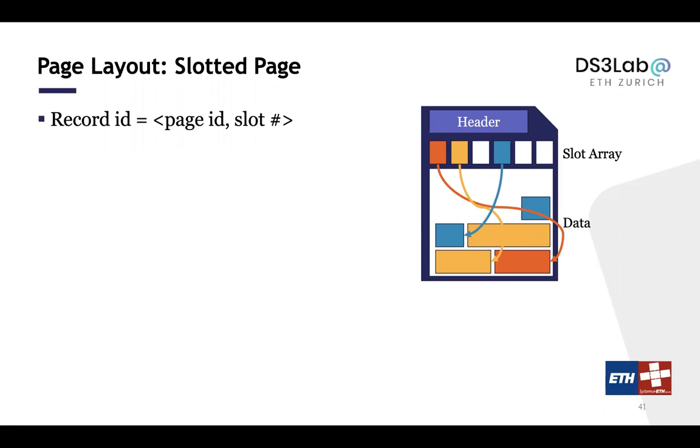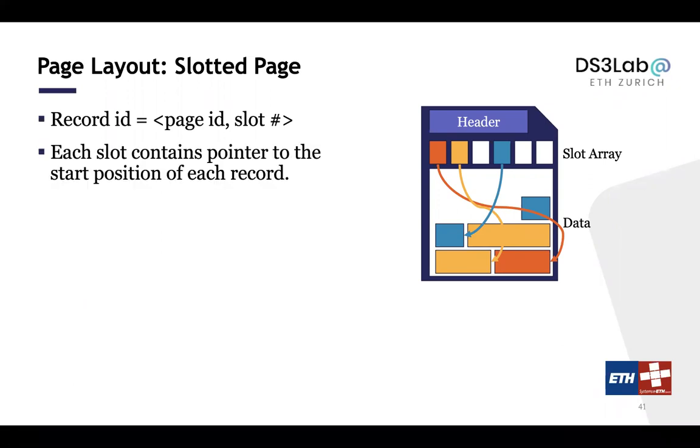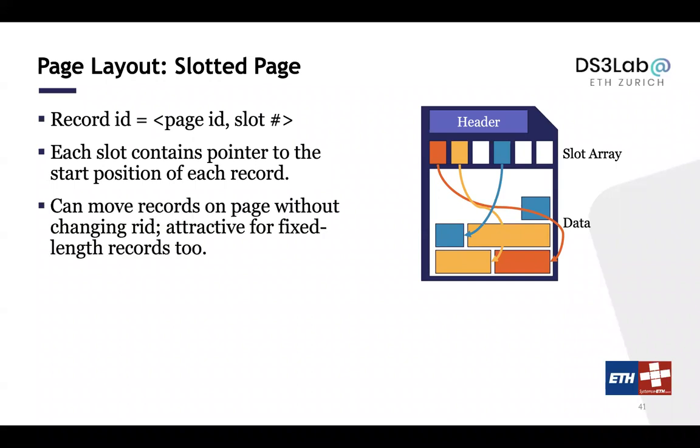So here, each record ID is represented as a page ID, because we need to know where it is, and second, the slot ID, okay? So this can be just one way to implement the interface for a page. Each slot contains a pointer to the start position of each record and also contains the size of the record. The good thing about this is you can actually move data around without changing the record ID.